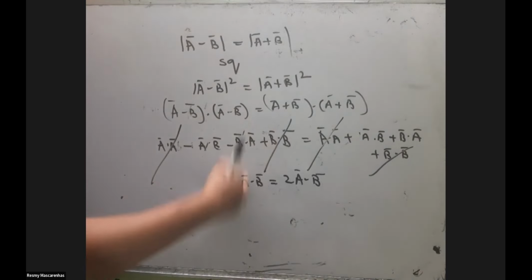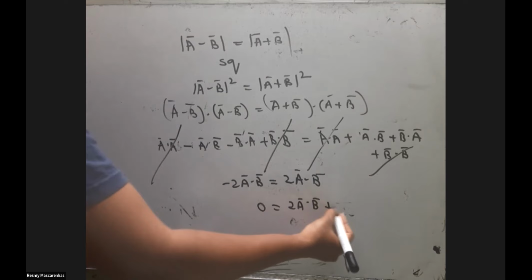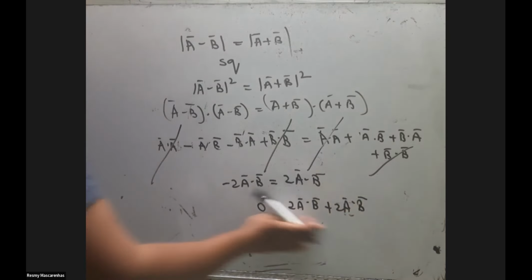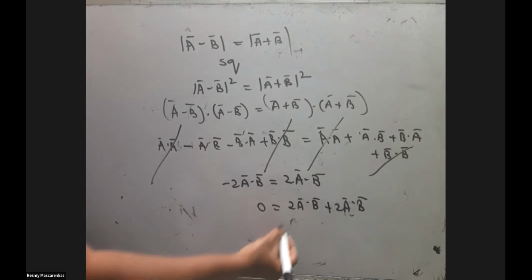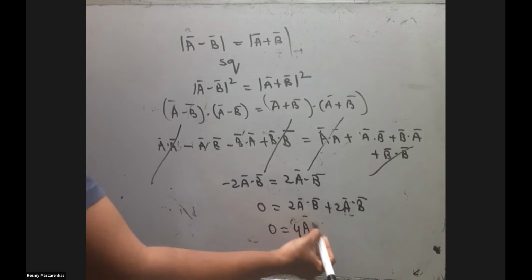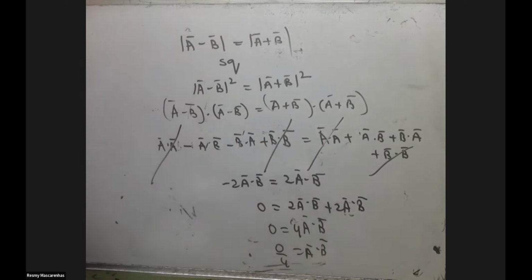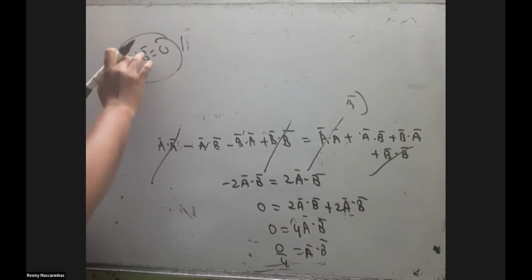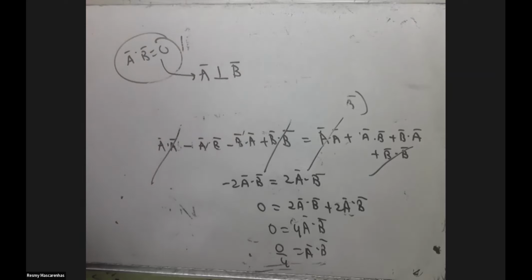Now, take this one to the other side. We cannot cancel this one because this is minus, this is plus. Now the total will be 4 A bar dot B bar. So 0 upon 4 will be 0 anyway. So whenever the dot product is 0, we know that they are perpendicular vectors. Remember that. Whenever you have dot product 0, A bar is perpendicular to B bar.